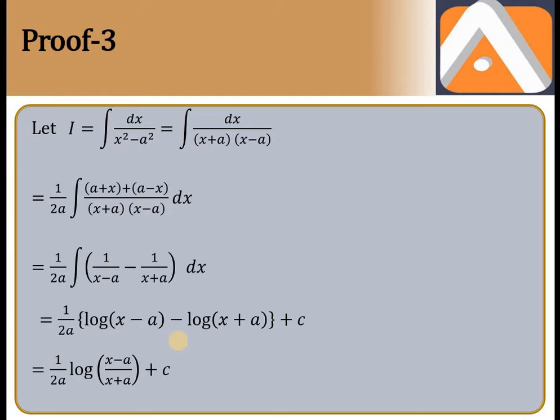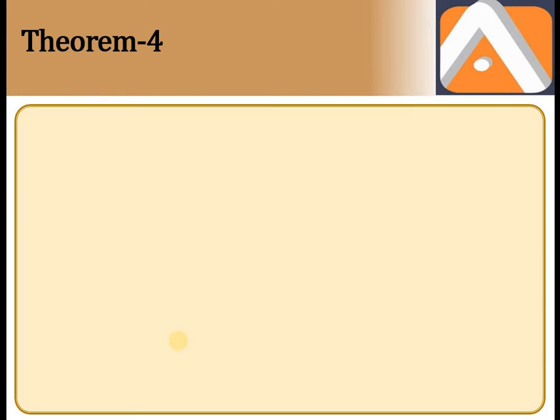In the previous formula, we got 1 upon 2a into log of a plus x upon a minus x. Here you will get x minus a upon x plus a. So, one more formula.